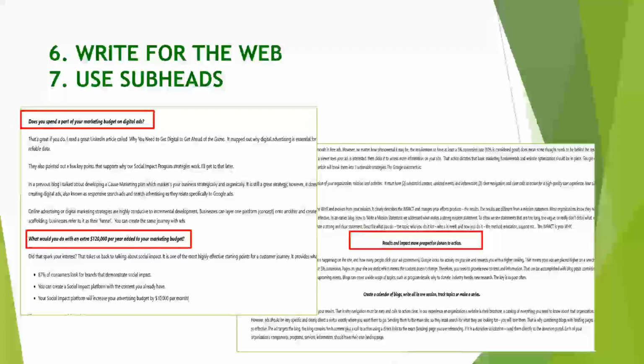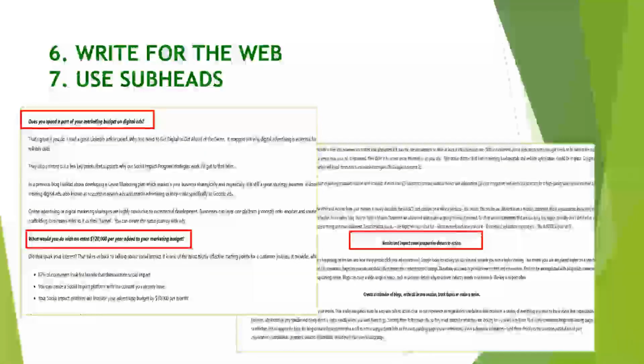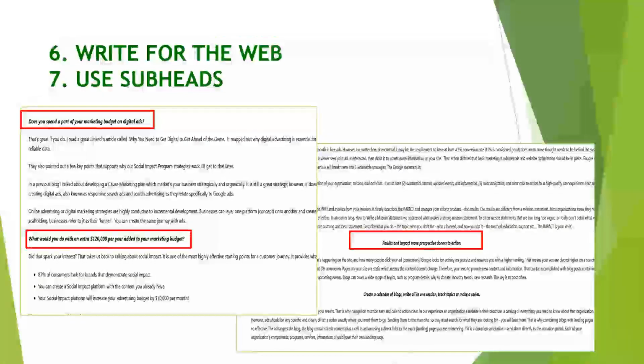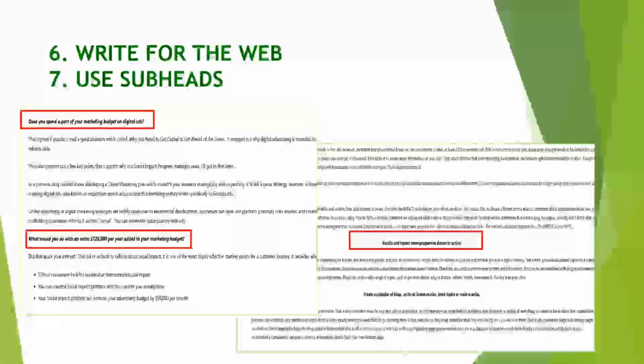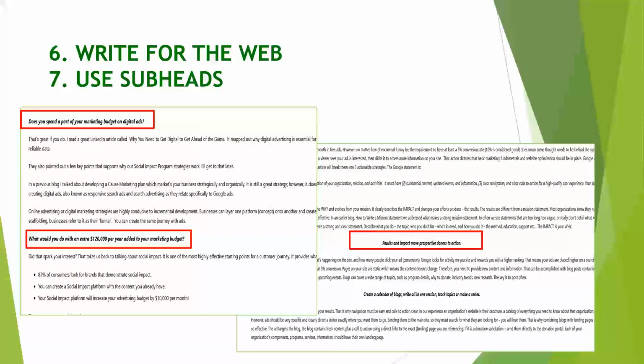In a different article, you can see where I centered the subheads: results and impact, move prospective donors to action. And there's another one below that: create a calendar of blogs, all in one section, track topics, or make a series. So these are how you add subheads, and it's called writing for the web because it's easy for the spiders, as they're called, the SEO tools that are searching through content, to identify exactly what that content is about. So as you're writing, create subheads or subtitles.